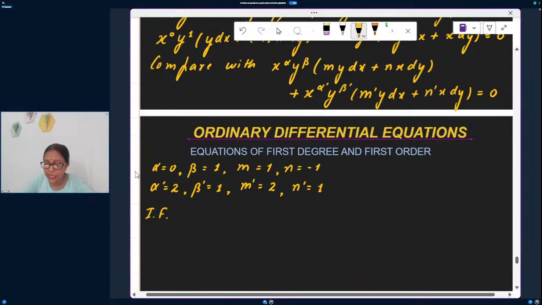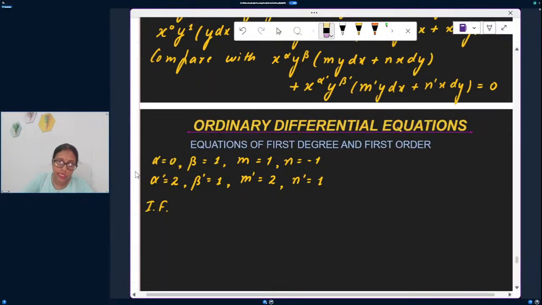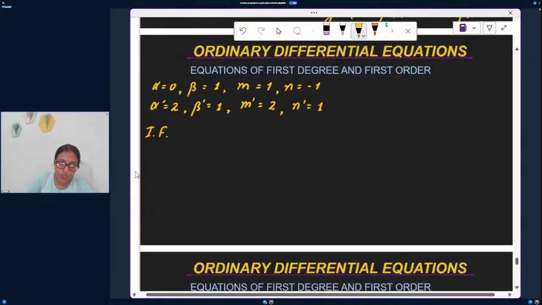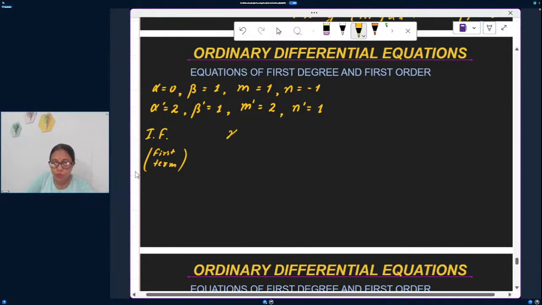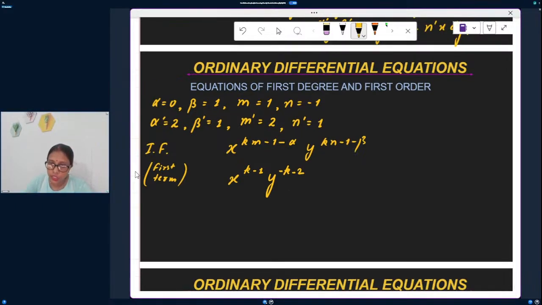So what will be the integrating factor? The integrating factor of this will be different, obviously, because I'm dealing with it separately. For the first term, I'm writing the formula: x raised to power k m minus 1 minus alpha, y raised to the power k n minus 1 minus beta. You have the values, substitute. K can be any number, so I can write k minus 1 minus 0, and y raised to the power minus k minus 1 minus 1, so minus 2. This is your integrating factor for the first term.